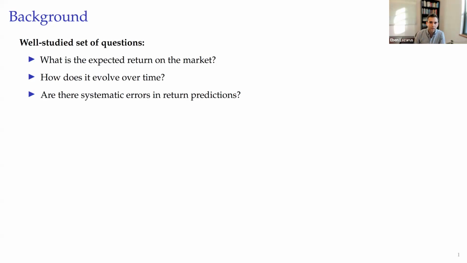I do want to argue that it is a funny place to start when studying expectations for a couple of reasons. So to set that up, start from a standard Campbell-Shiller type accounting identity for the price dividend ratio. I've grayed out these cash flow expectations. We're not going to be that interested in those today. So we're interested in return expectations. Of course, prices are higher if return expectations are lower, all else equal.